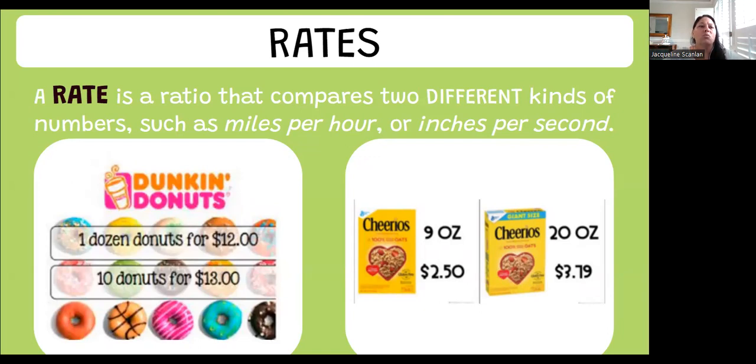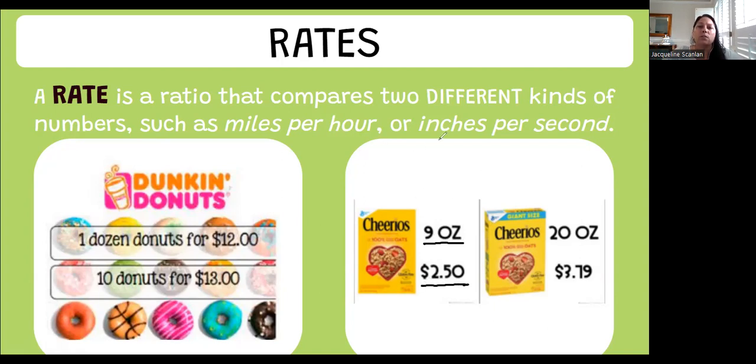Once we start talking about rates, a rate compares 2 things that are different, such as miles per hour or inches per second. Okay, and the 2 visual representations I'm giving you are donuts per money, right? 10 donuts for $13. So we're comparing donuts to dollars. And in the example on the right, we would be comparing our number of ounces to the number of dollars.